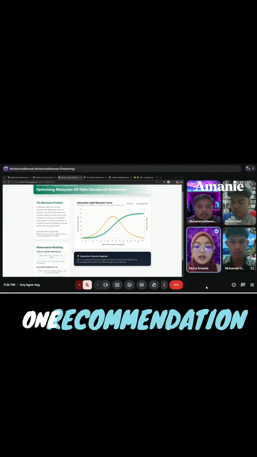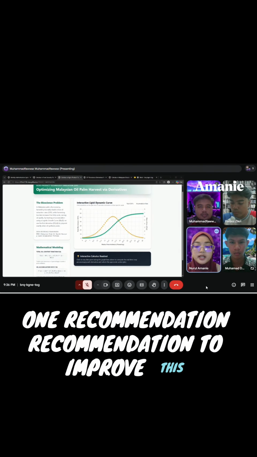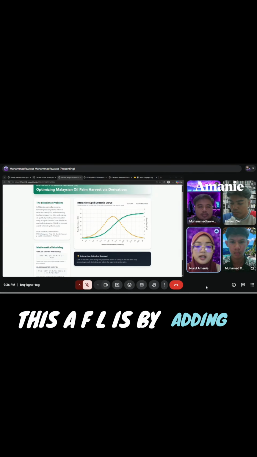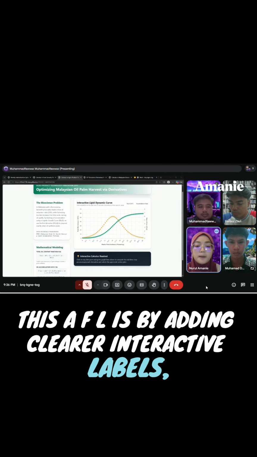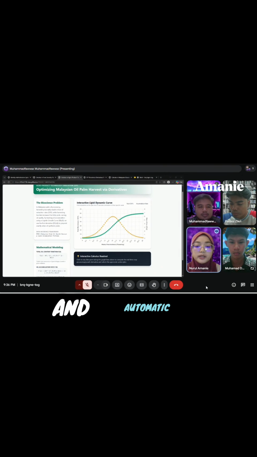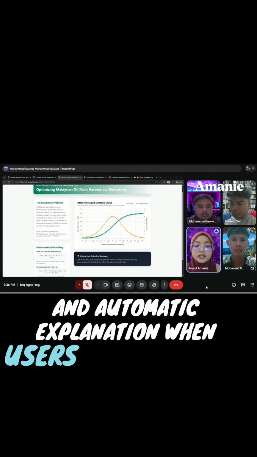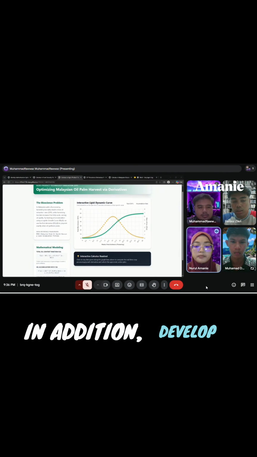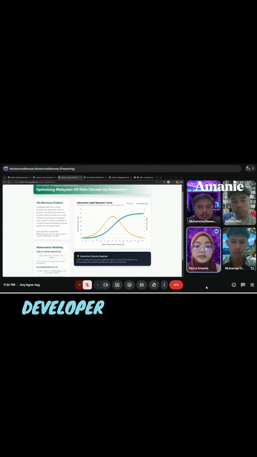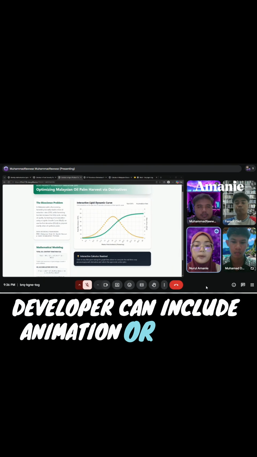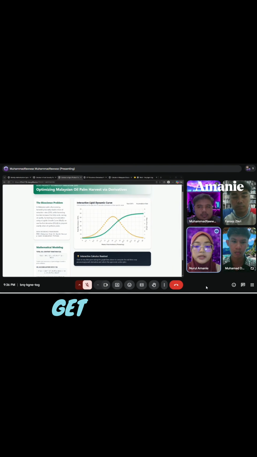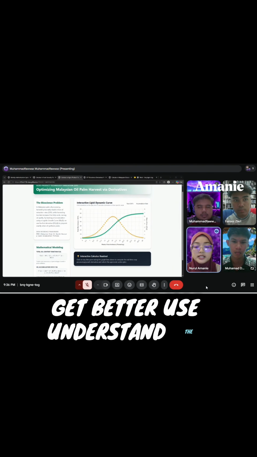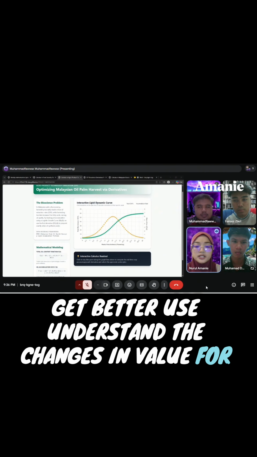One recommendation to improve this HTML is by adding clearly interactive labels, more contrasting color, and automatic explanation when users click on a point in the graph. In addition, developers can include animation or pop-up data display so users can better understand the change in value for each bit.